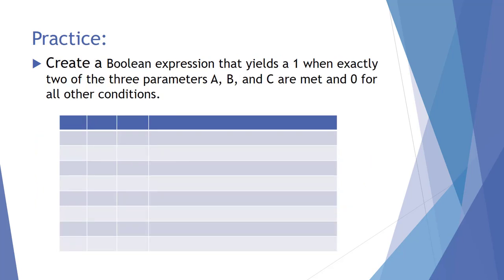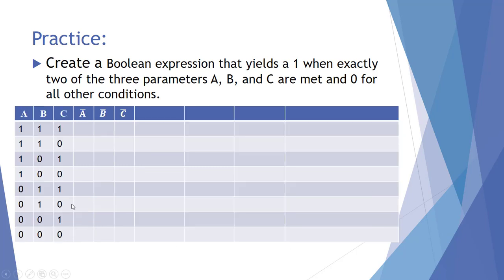Okay, here's the last problem in this lesson, and a challenging one for you to take some time to practice. Try and create a Boolean expression that yields a 1 when 2 of the 3 parameters a, b, and c are met, and 0 for all other conditions. Give that a try. Pause the video and unpause when you're ready to see the solution. But here's a hint. You're going to build this very similarly to the way that we built our last example. You'll have an a, b, and c column, but then you'll also have a negation of a, negation of b, and negation of c column.